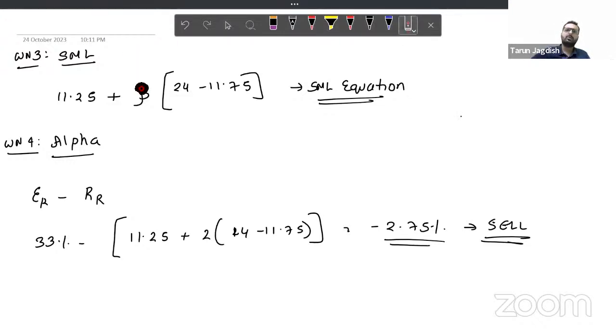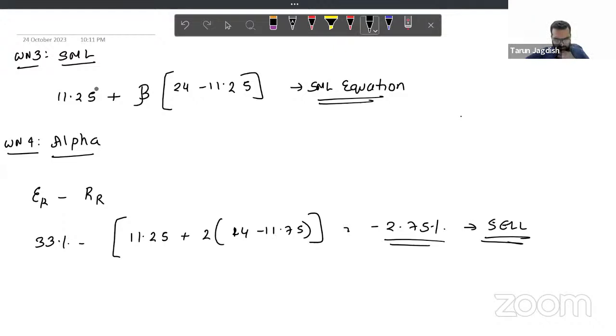Only one thing we do is we keep the beta as a variable. Yes, sir. Correct. So our RF is 11.25. In RM minus RF that we're doing, we're taking 11.75, right? Oh, that's a typing mistake. So sorry, it's 11.25. Thank you for correcting me. It just came off quickly.